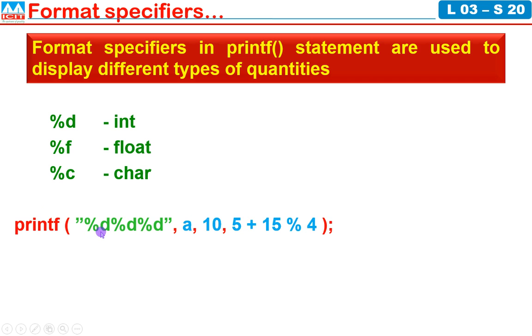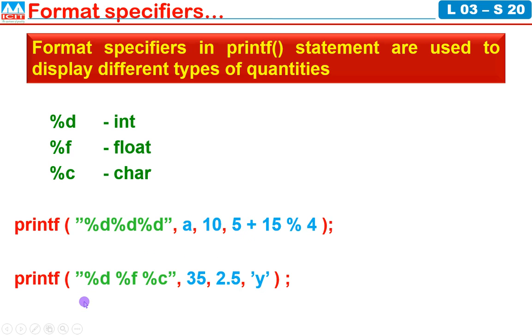First %d, if A has 20, that 20 will be displayed instead of this %d. Then the second %d, the second argument is 10, that will be displayed. Third %d, 5 plus 15 modulo 4: 4 3s are 12, remainder 3, 3 plus 5, 8. That 8 value will be displayed here. You can run this printf statement also.